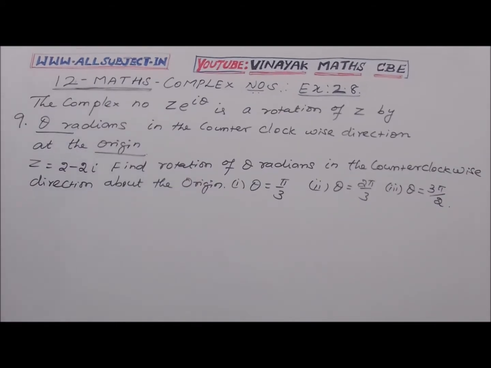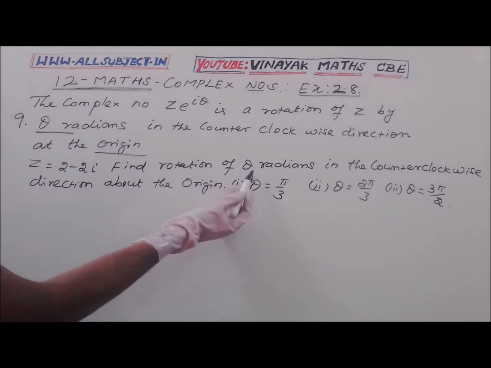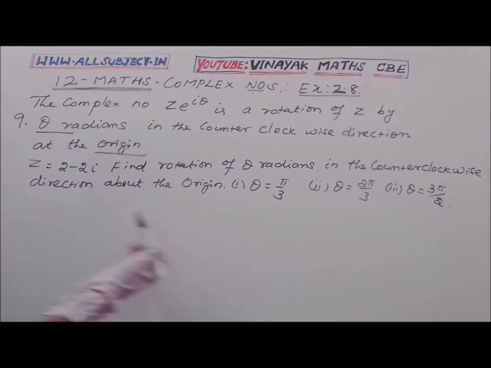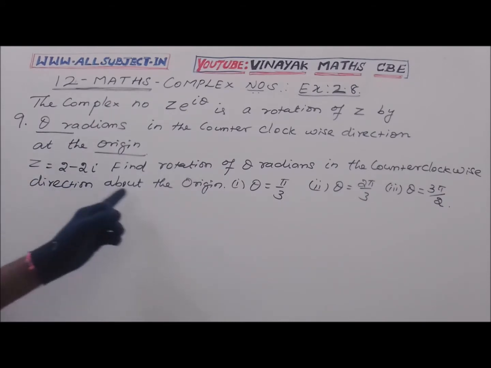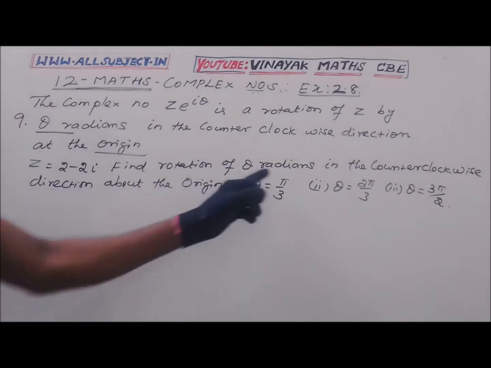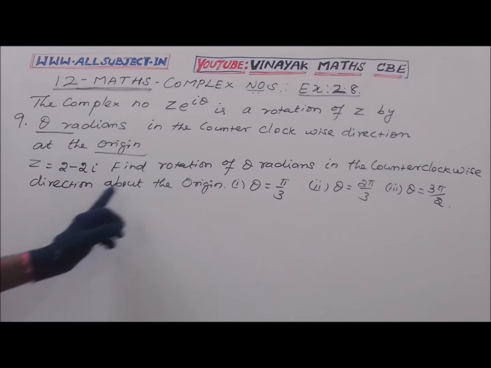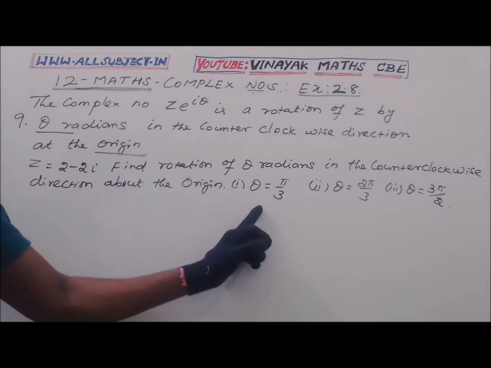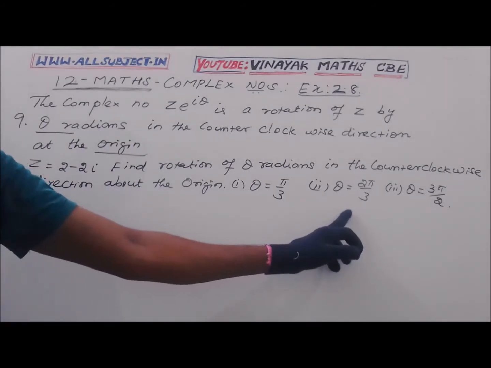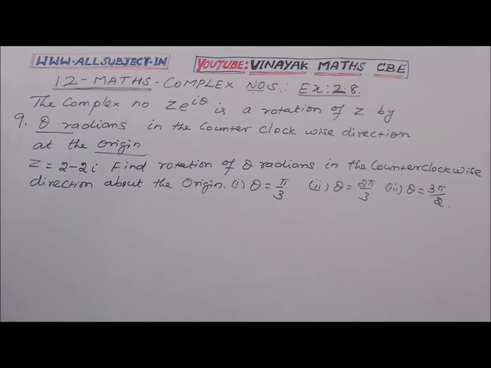Next question, 9th question. If z equal to 2 minus 2i, find the rotation of z by theta radians in the counterclockwise direction about the origin. When theta equals pi by 3. Second subdivision, theta equals 2 pi by 3. For the third subdivision, theta equals 3 pi by 2.